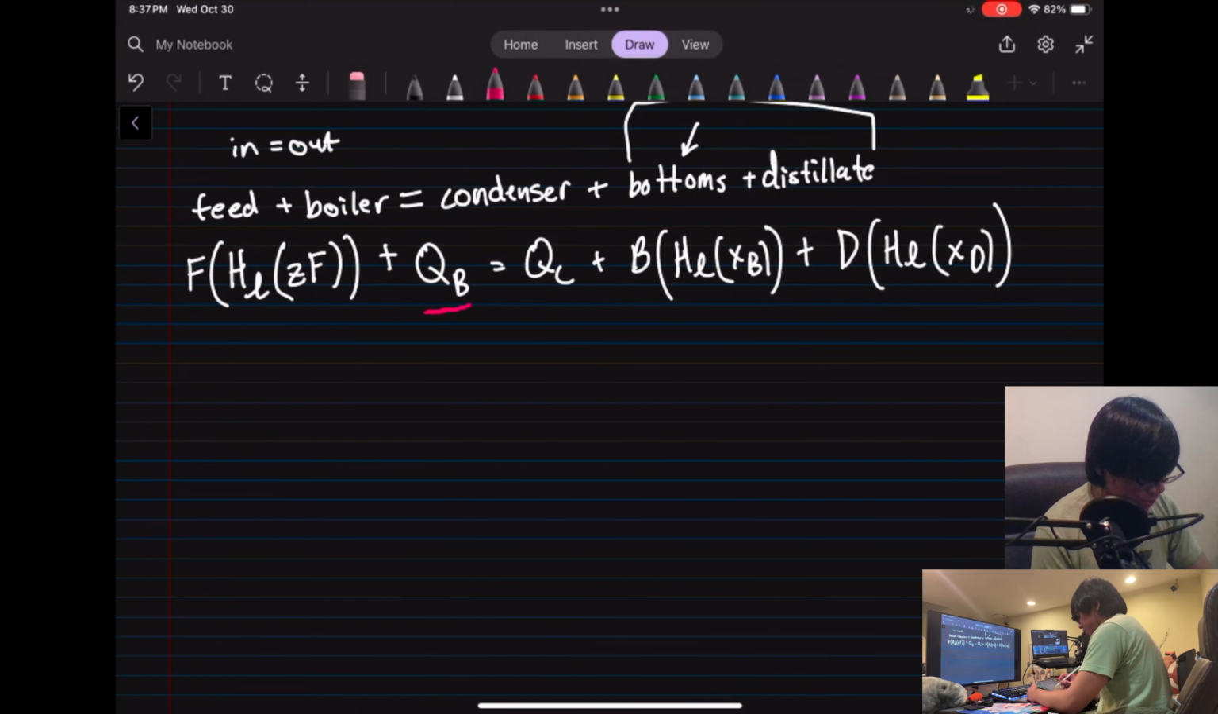We isolate QB, so I would be subtracting this over. This is the nice thing. I can just do this, maybe.